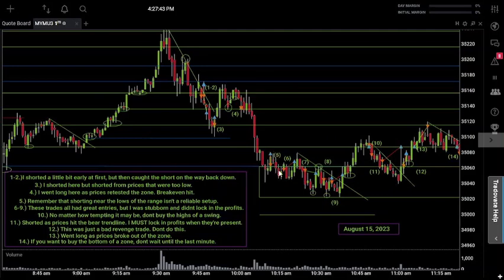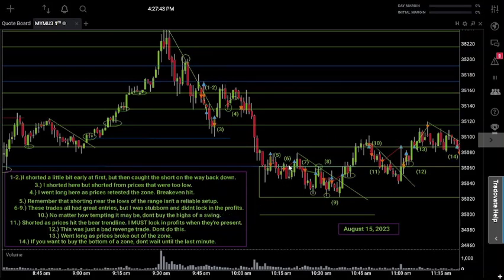So once we actually pushed back into the zone again and came back up to retest it, that was the proper time to short it. And that's actually what I was able to do at trade 6. Now, on trades 6, 7, 8, and 9, if we read the notes, I said these trades all had great entries, but I was stubborn and didn't lock in my profits.